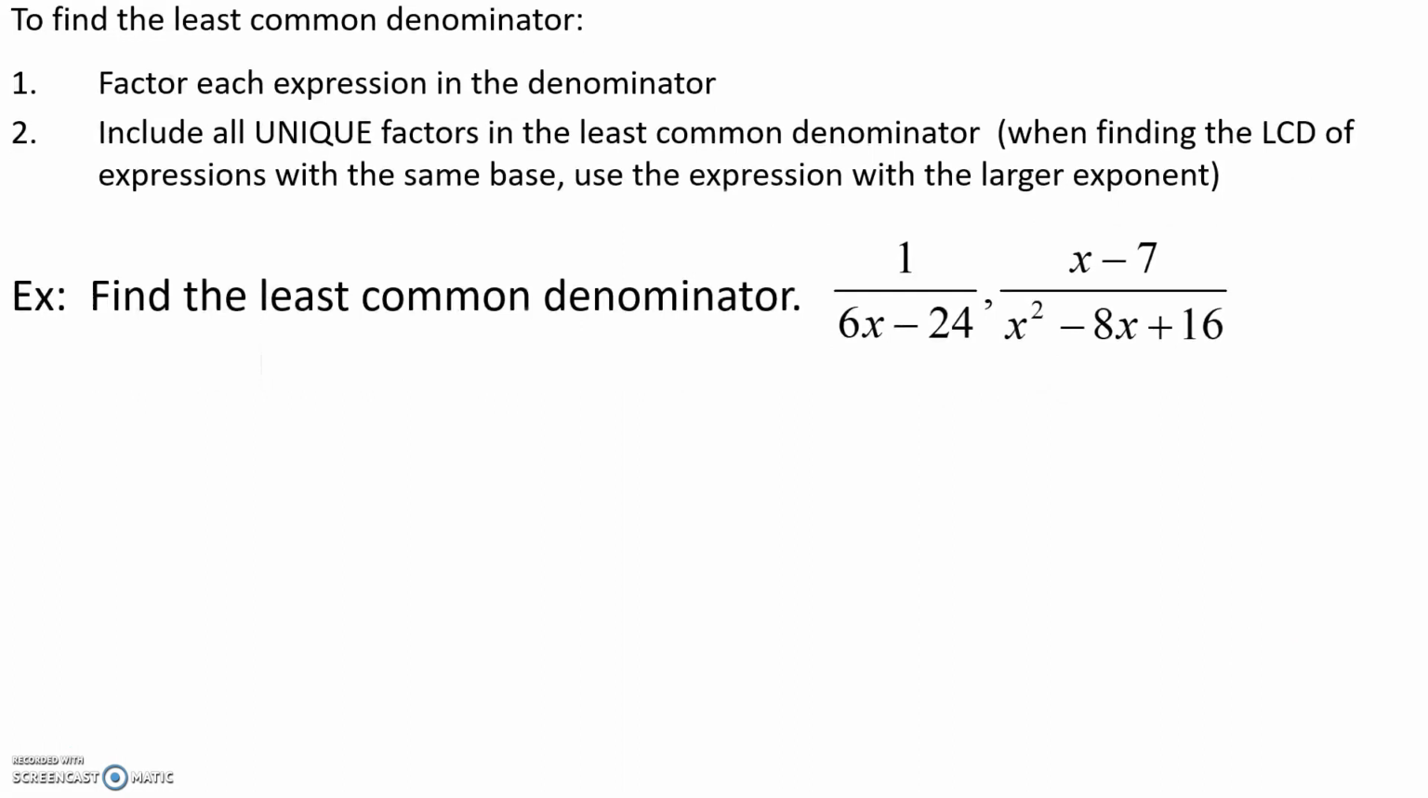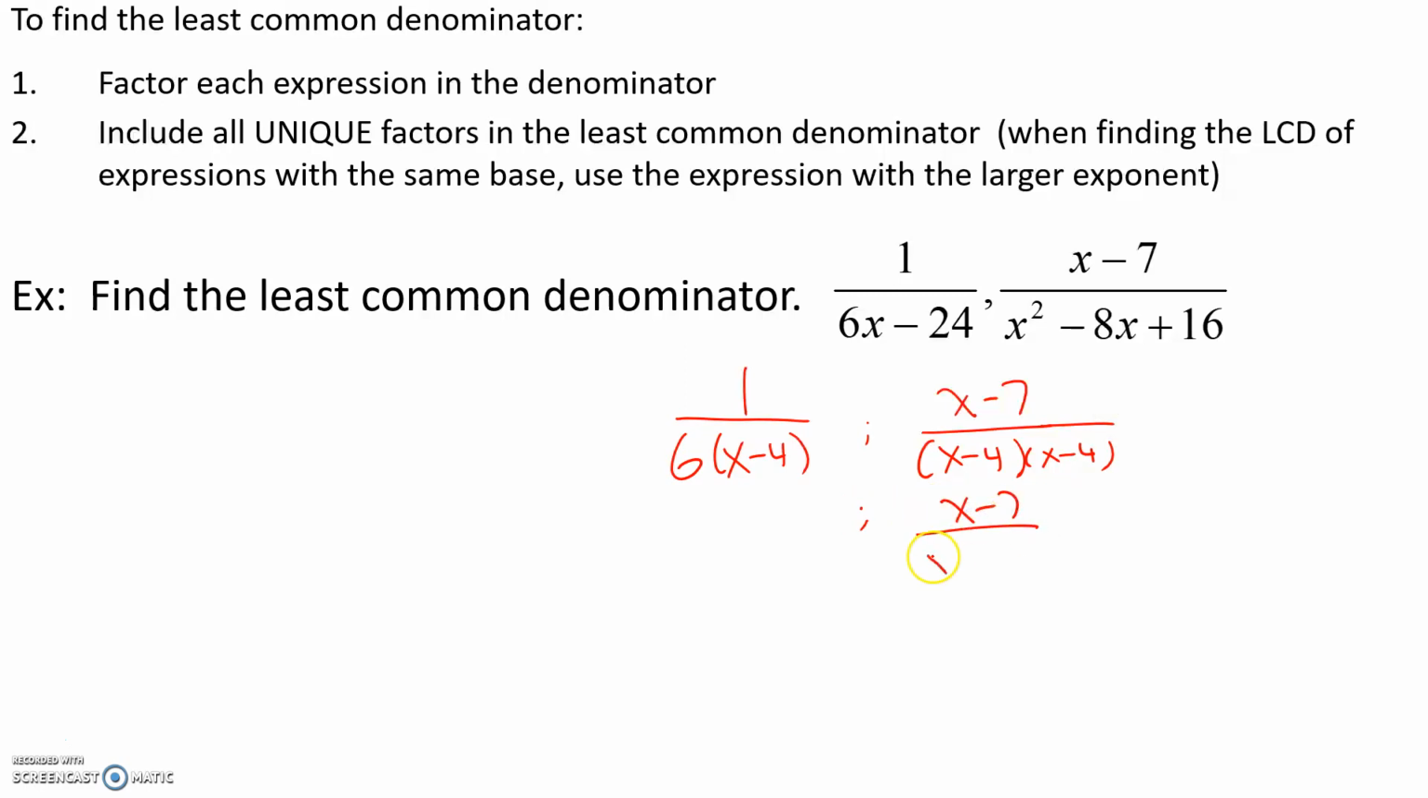Okay, in the next example, we have 1 over 6x minus 24, x minus 7 over x squared minus 8x plus 16. First, let's factor each denominator. With 6x minus 24, we can take out a factor of 6, that is the greatest common factor. With x squared minus 8x plus 16, we want to find two numbers that multiply to 16 and add to -8, which are going to be x minus 4 and x minus 4. So I'm going to rewrite the second fraction as x minus 4 to the second power. And then the first denominator is still going to stay 6 times the quantity x minus 4.